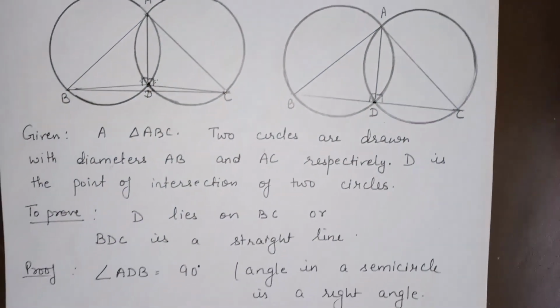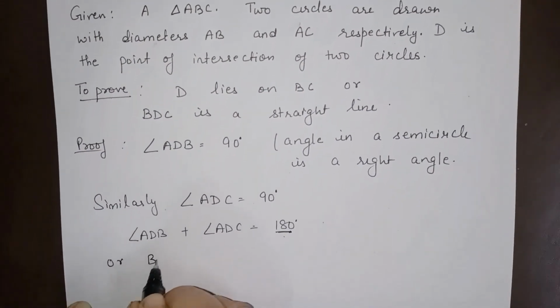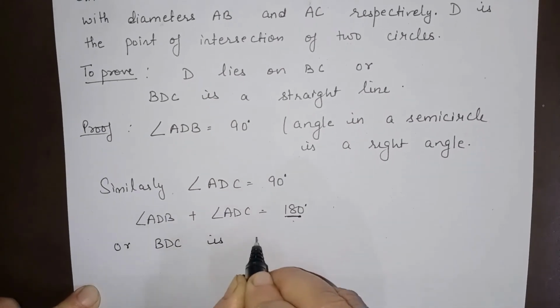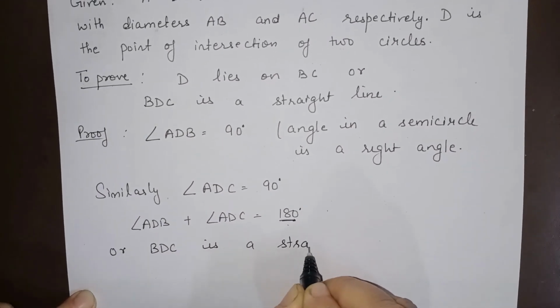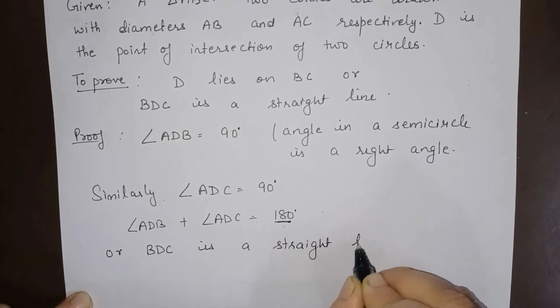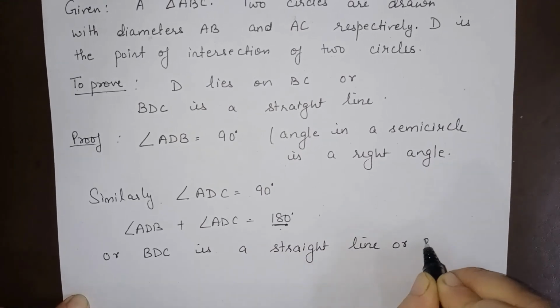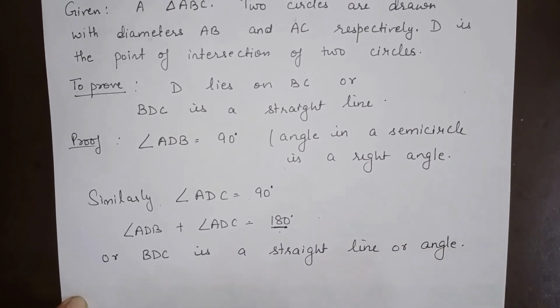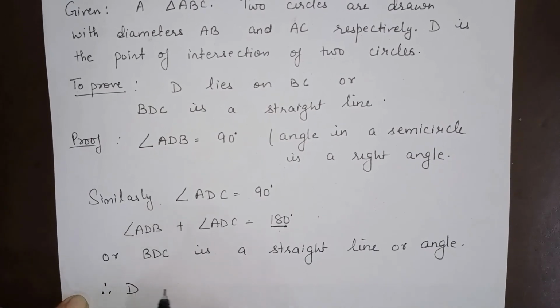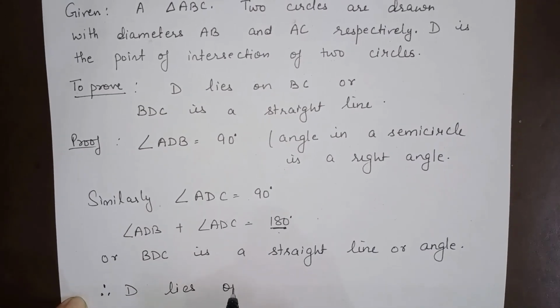So we will write, BDC is a straight line, or you can also write it is a straight angle. Therefore, D lies on BC.